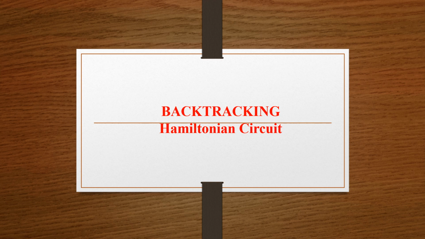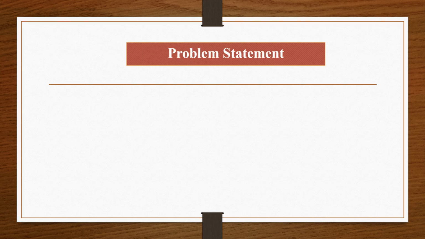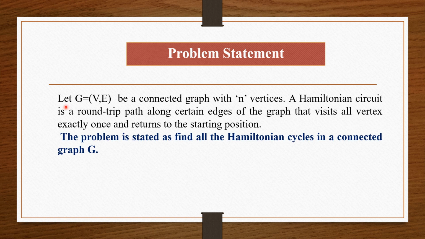In this session, we will discuss Hamiltonian circuit, which is again an application of the backtracking method. What is the problem statement? If you are given a graph with a set of vertices and edges, and the graph is connected with all the vertices, a Hamiltonian circuit is a round trip path along certain edges of the graph that will visit all the vertices exactly once and return to the starting position.